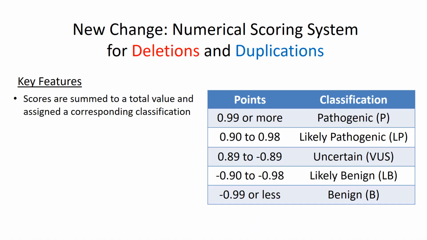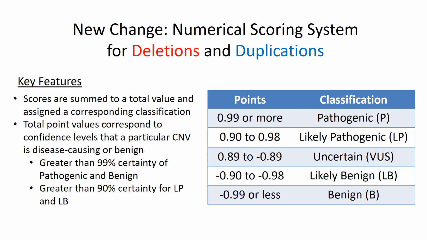Scores for each evidence category are summed to a total value and assigned a corresponding classification. Pathogenic and benign are reached when beyond the plus or minus 0.99 threshold. Likely pathogenic and likely benign are in a narrower range of plus or minus 0.9 to 0.98, while the VUS category is the broadest range, from negative 0.89 to 0.89.